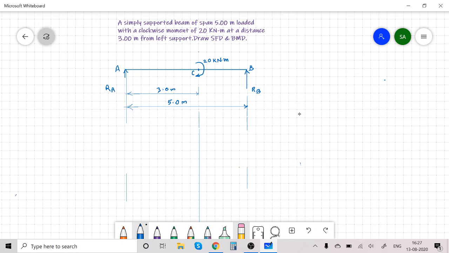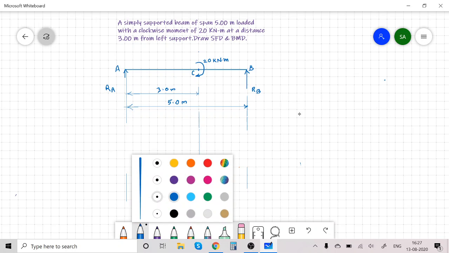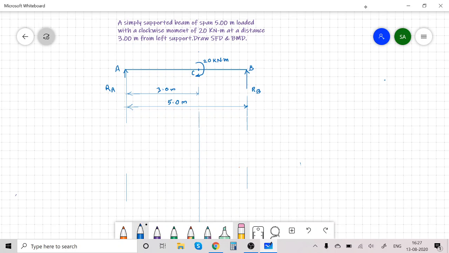Now, to start with, let us find the reactions of the beam, and to find the reactions, let us apply the conditions of equilibrium. As you know, there are three conditions of equilibrium. First is sigma Fx is equal to 0. This condition is already satisfied because there is no horizontal force.